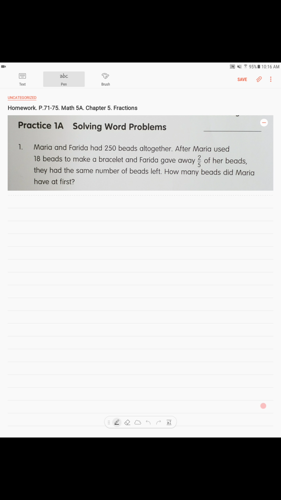Okay, let's think about what Farida gave away. Farida gave away 2/5 of her beads, right? So we have two girls, Farida and Maria. Again, your model drawing goes first. If we talk about 2/5, we draw 5 units. This is what we do. And we draw over here the 2/5 of the beads she gave away.